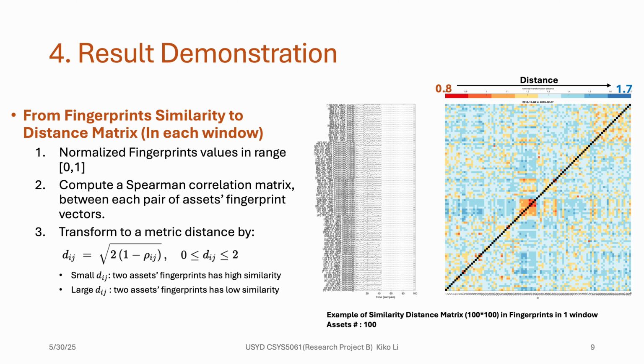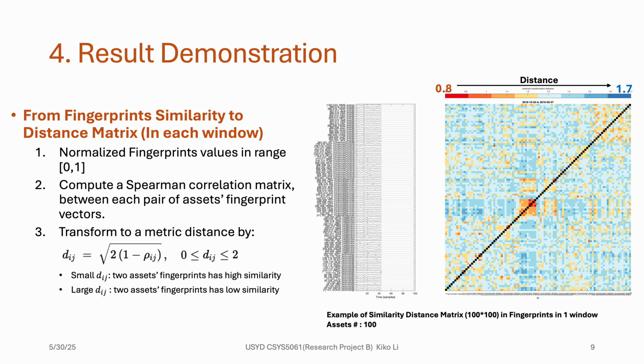Step 1, normalize. We take every fingerprint vector, one per asset, and rescale its features into the 0 to 1 range. That way no single feature dominates simply because of its magnitude. Step 2, compute Spearman correlations. For each pair of assets, we calculate the Spearman rank correlation between their two fingerprint vectors. This gives us a similarity matrix, for example a 100 by 100 correlation matrix for a 100-asset universe.